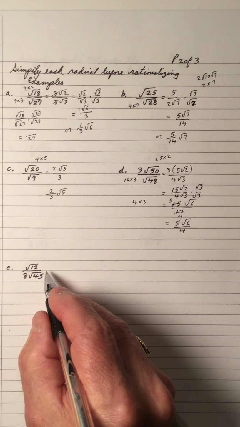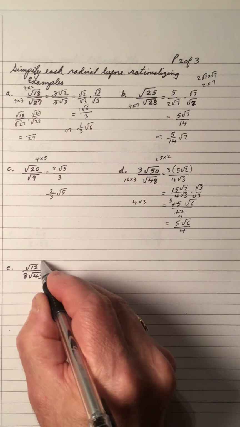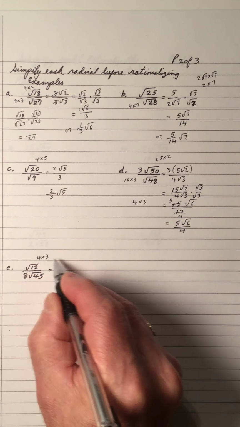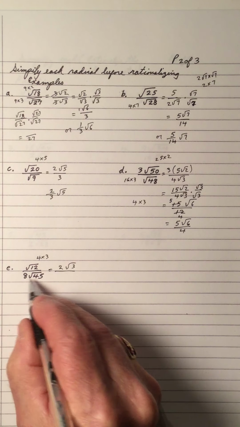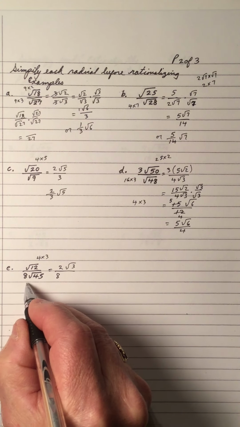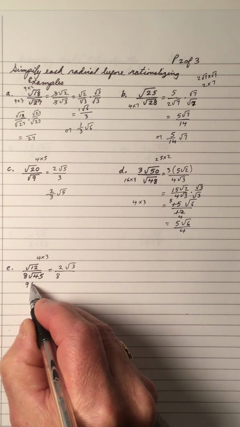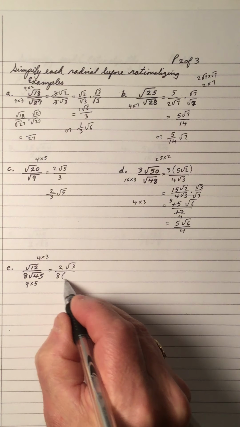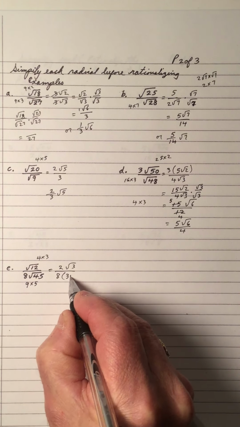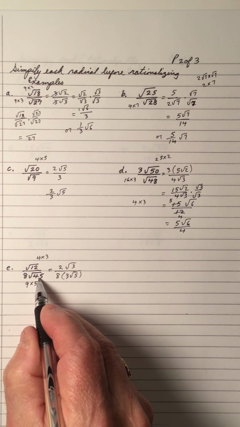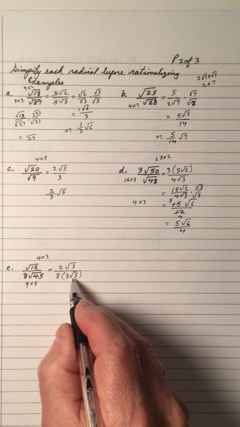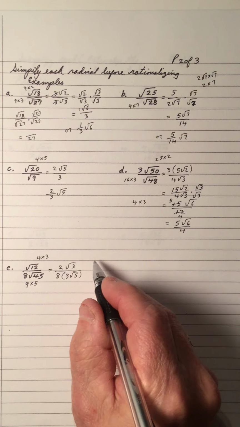E, let's see what we have. Root of 12. 12 is 4 times 3, so that's a 2 root 3. We have an 8 and the root of 45. 45 is 9 times 5. So that becomes 3 root 5. So the root of 45 simplifies to 3 root 5. Root of 12 is 2 root 3.